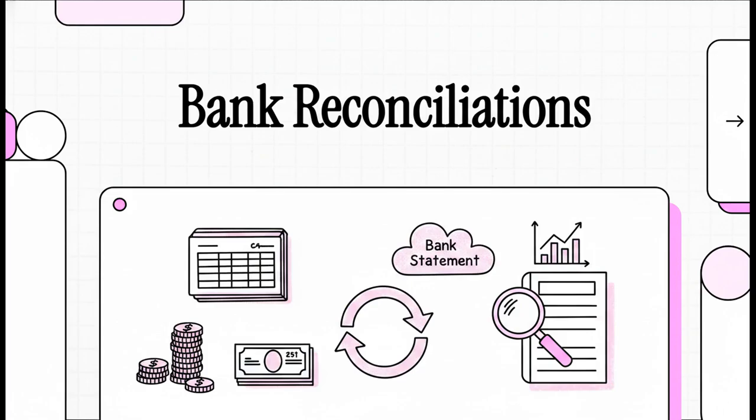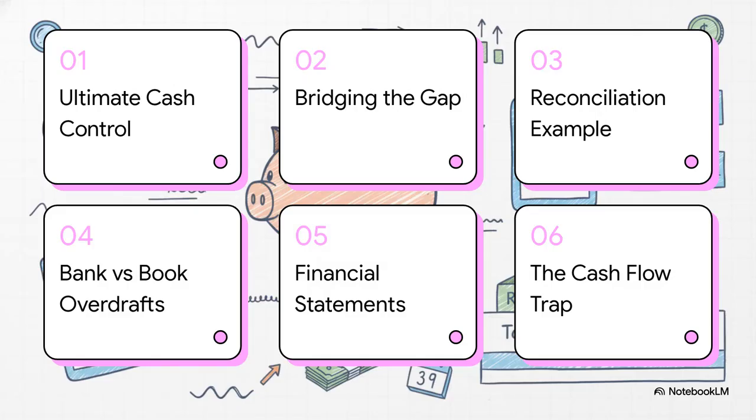Let's get into it. Here is our roadmap for mastering this workflow. We'll kick things off with the ultimate cash control, figure out how to bridge that balance gap, and walk through a two-sided reconciliation example. Then, we'll tackle the tricky rules around bank versus book overdrafts, map everything out for financial statement presentation, and finally, help you avoid what I call the cash flow trap.